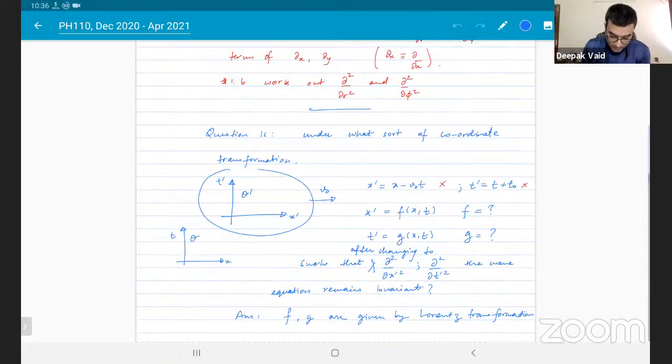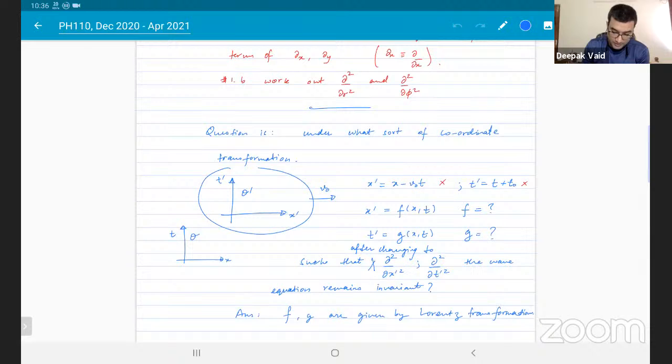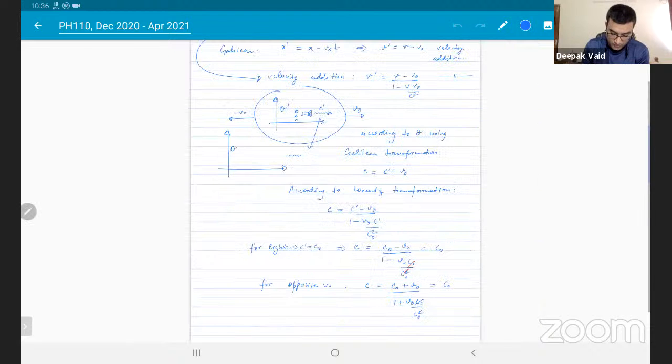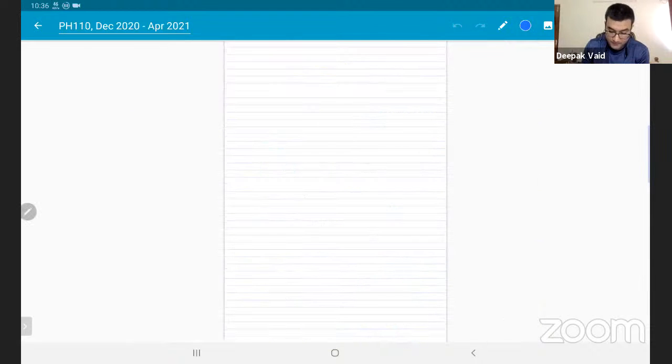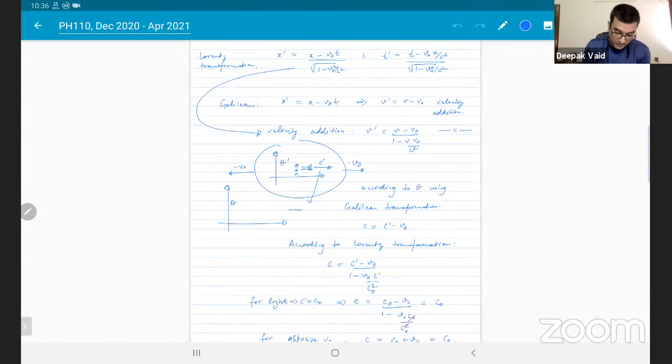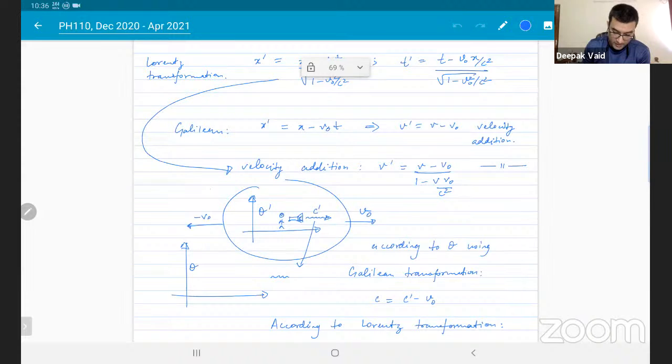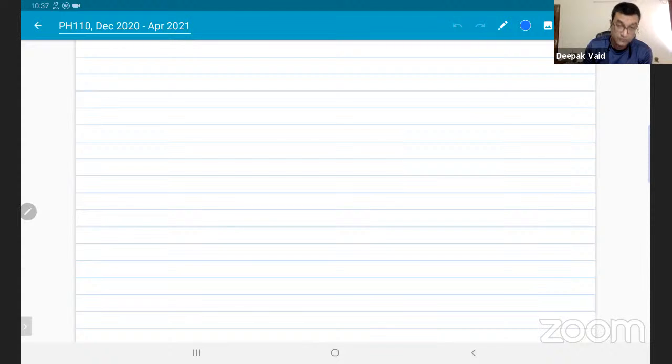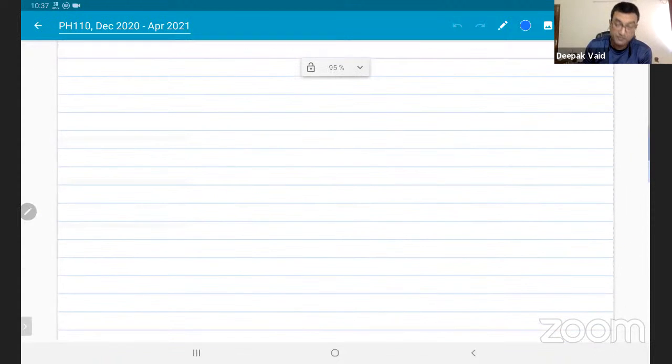Okay, so today we're going to talk about Lorentz transformations. I introduced them yesterday, and I told you that the reason we need Lorentz transformations is because of what we call empirical evidence. So what do you mean by empirical evidence?